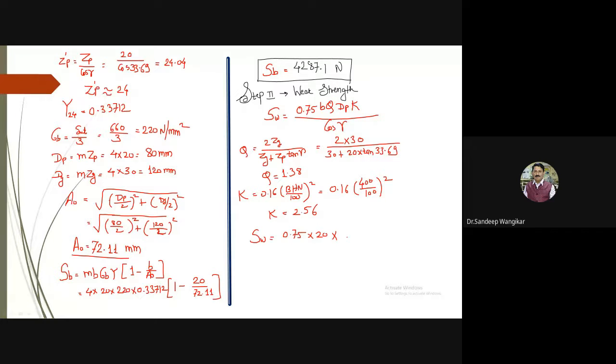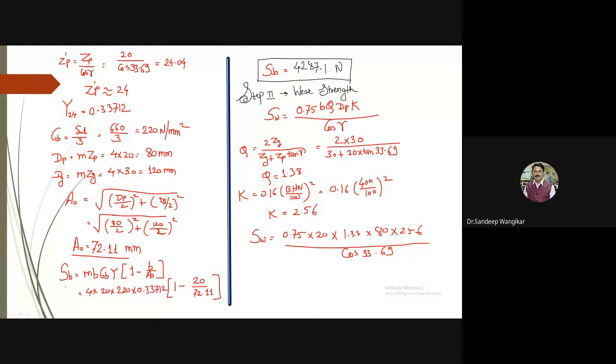20 Q dp K divided by cos of gamma 33.69. So, okay, tell me the value.